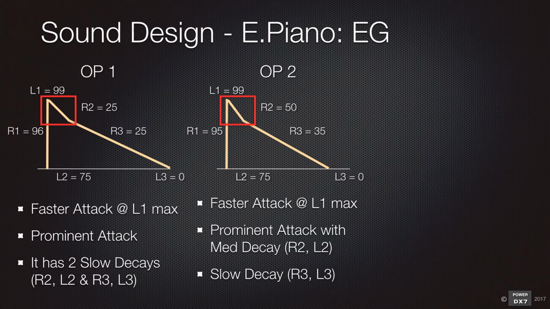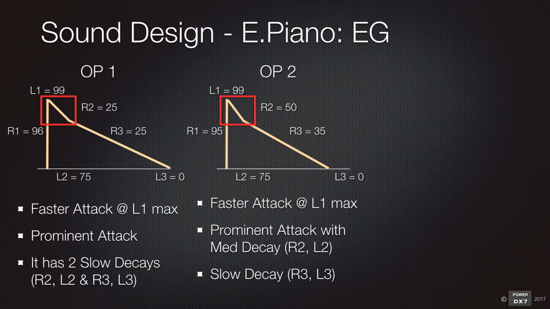For operator 2, its envelope is similar. It has fast attack at the maximum level. Also, level 2 is set at 75, giving a prominent attack tone. But rate 2 is set at 50, which is much faster than that of operator 1 envelope. Then, rate 3 is set at 35, which is a bit faster again. The overall operator 2 envelope moves a bit faster than that of operator 1.